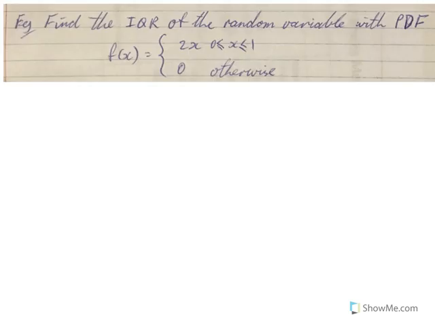Alright, here's our example. Here we've got a nice little probability density function, and it's 2x when x is between 0 and 1, or equal to those: 0 is less than or equal to x, and x is less than or equal to 1, and everywhere else it's 0. So let's have a look at the 25th percentile.